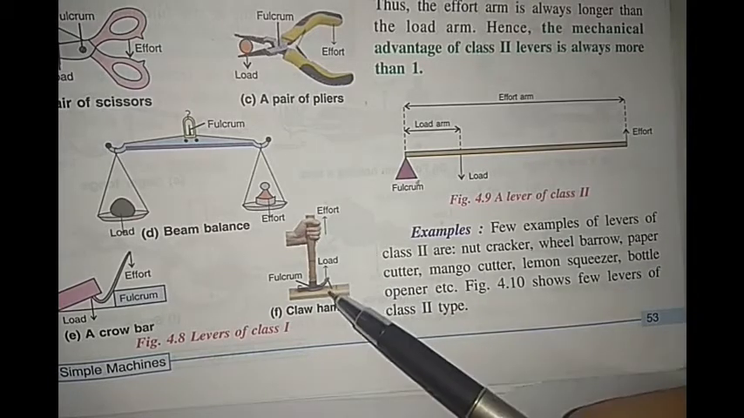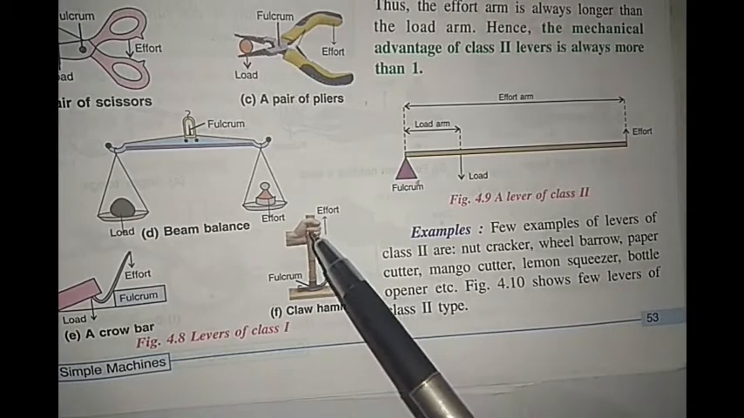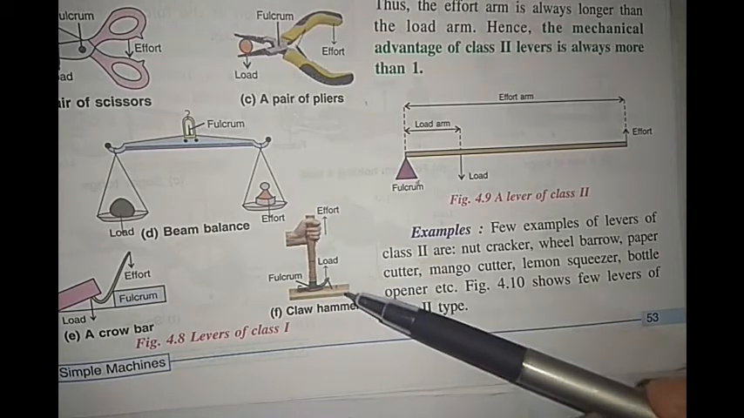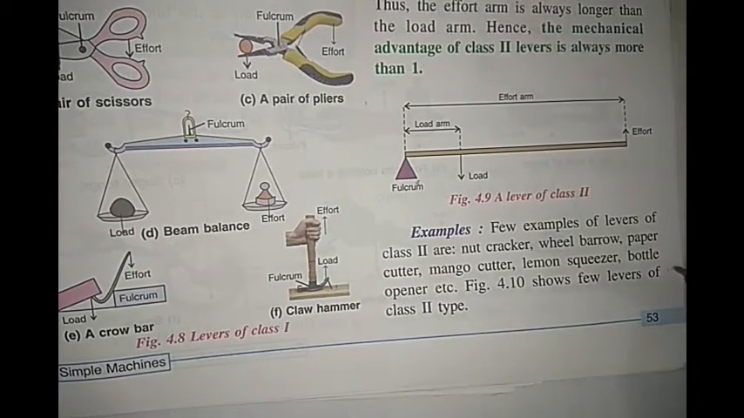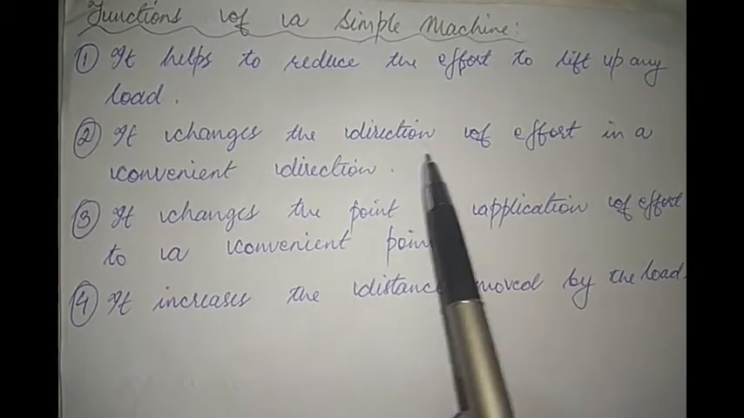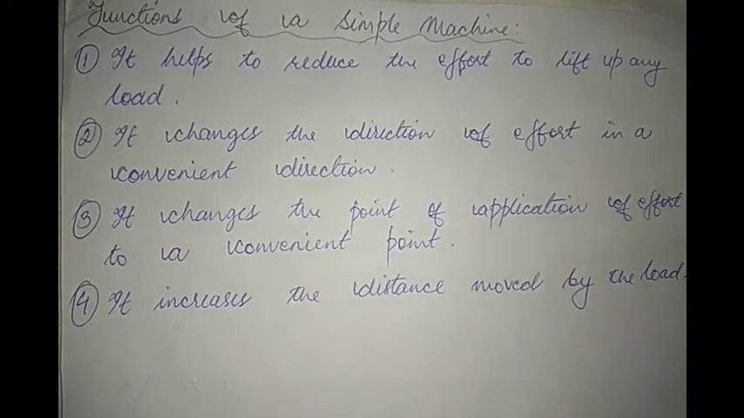So therefore, simple machines help us to reduce the effort. Like in this case, just by using a small effort, we can easily pull out the nail. Another function of a simple machine is that it changes the direction of effort in a convenient direction.